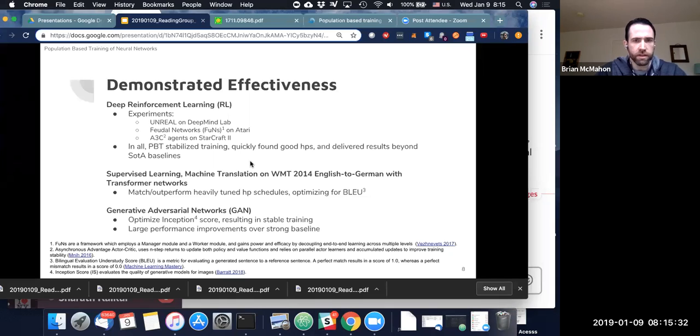For the supervised learning, they looked at machine translation on the WMT 2014 English to German with transformer networks, which is essentially a language translation exercise. Both for this and for GANs, it is being compared against a very tried and true, heavily tuned hyperparameter schedule, and they're able to optimize for the relevant metric.